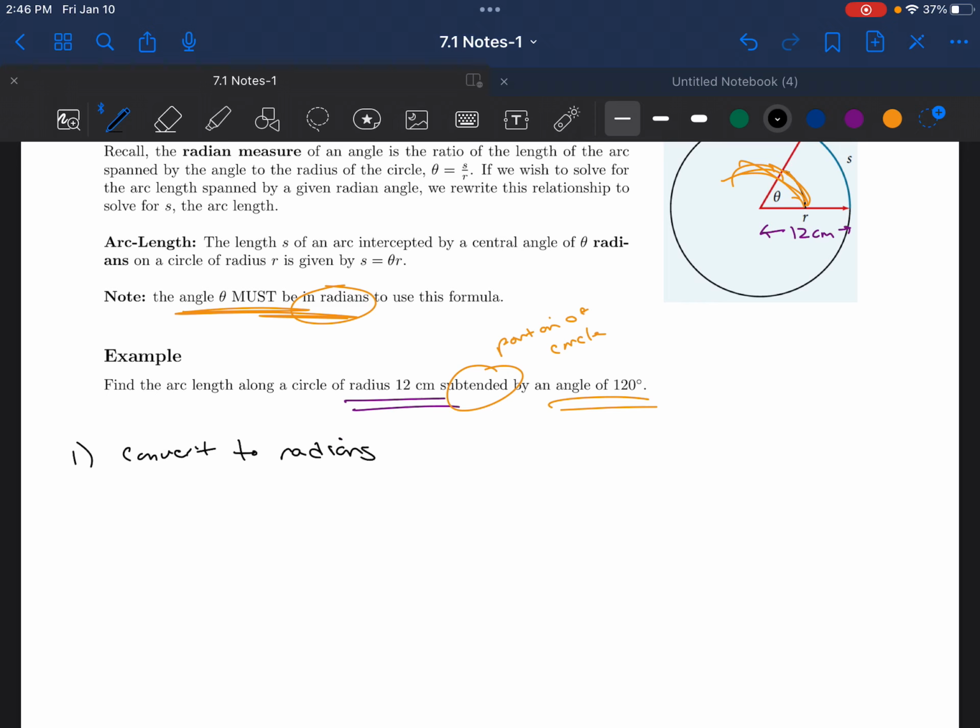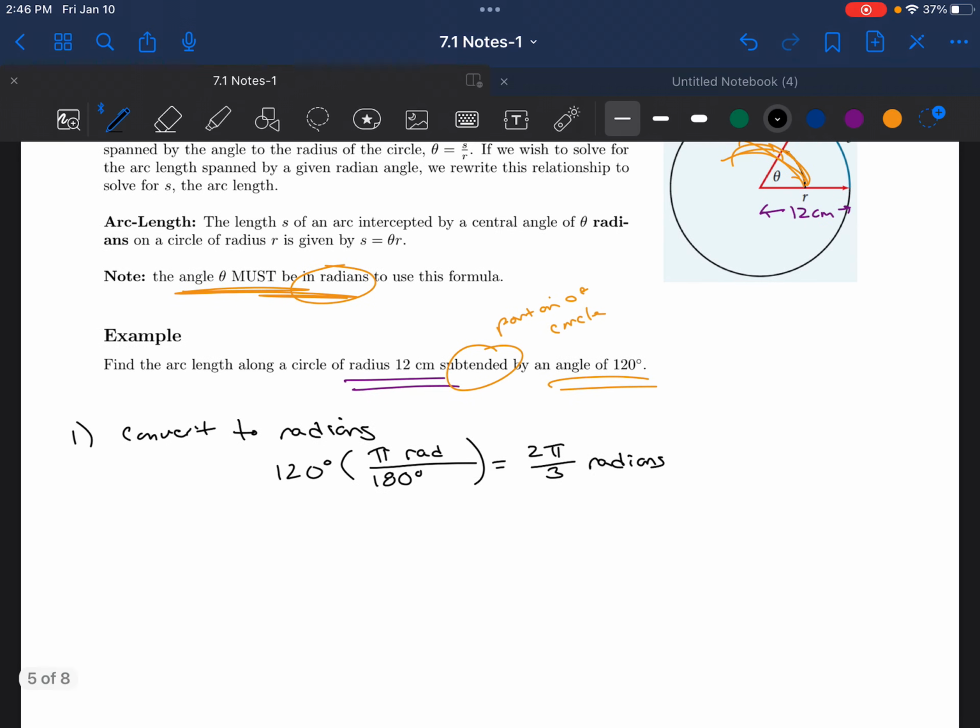And the way that we're going to do that is use our converting factor, 120 degrees times pi radians over 180 degrees. And when we do that, we get 2 pi over 3 radians. So our angle now measured in radians, we can use the formula.